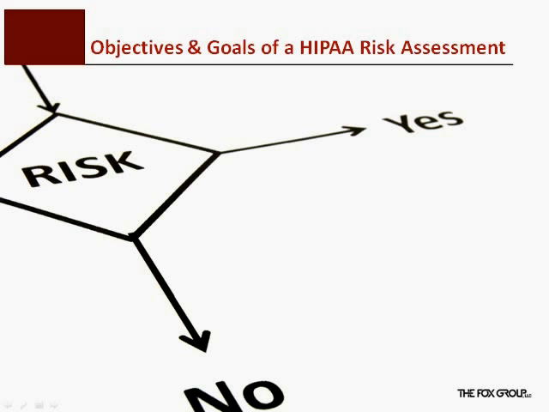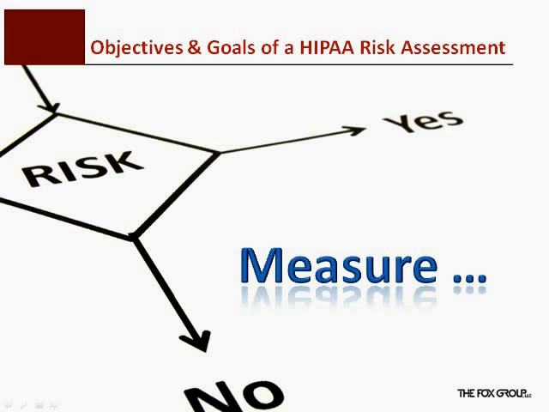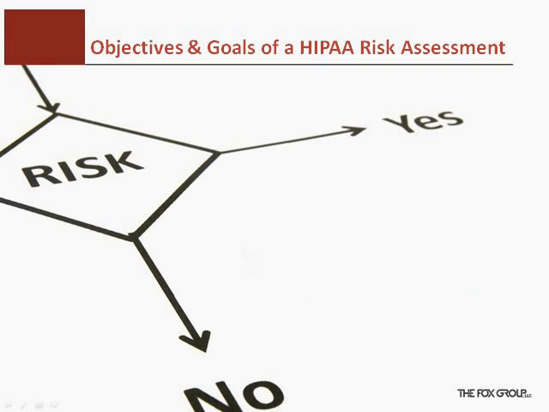What are objectives and goals of the HIPAA risk assessment? Reviewing current processes and procedures for receiving, handling, storing and safeguarding PHI and EPHI. Measuring and improving compliance with the HIPAA privacy rules and security rules.